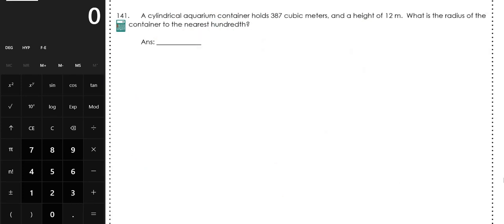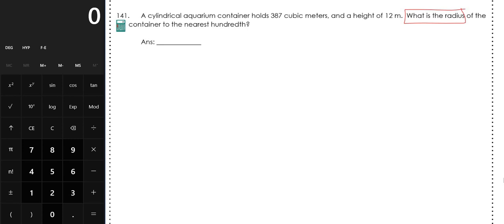Number 141. A cylindrical aquarium container holds 387 cubic meters and has a height of 12 meters. What is the radius of the container to the nearest hundredth? Okay, let's focus in on the ask of the question. It's asking you, what is the radius? So again, this looks like a problem where we're working backwards to figure out a length that's missing.